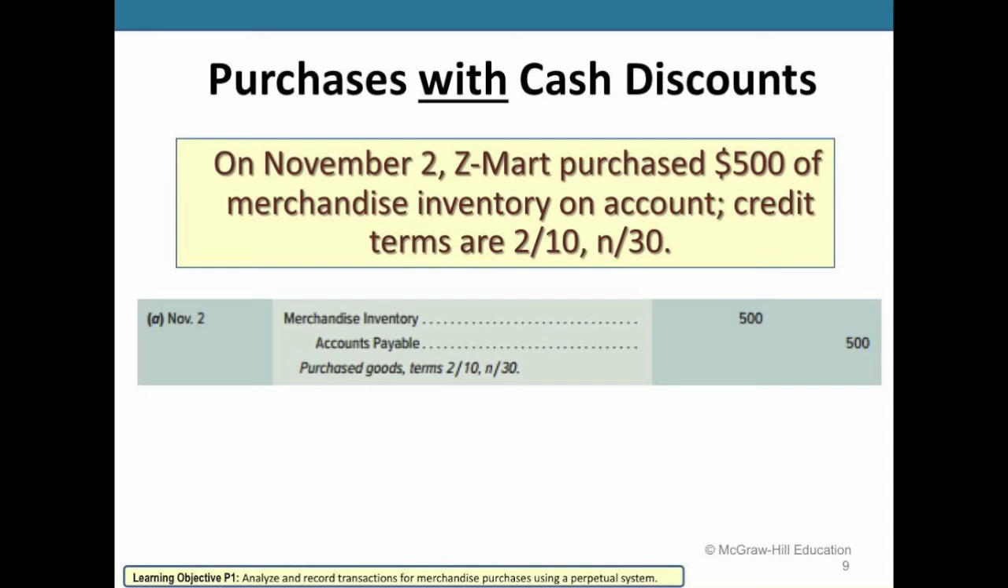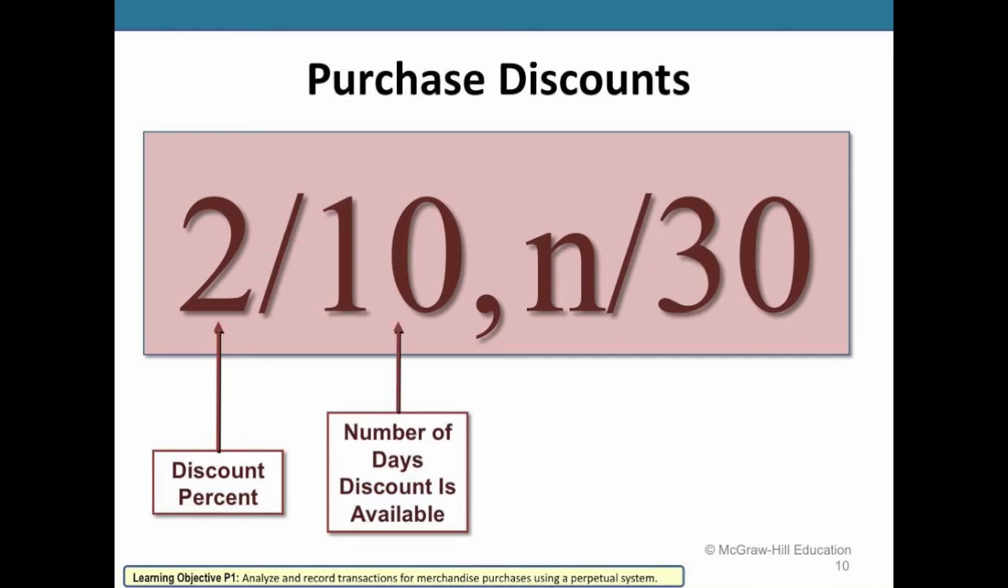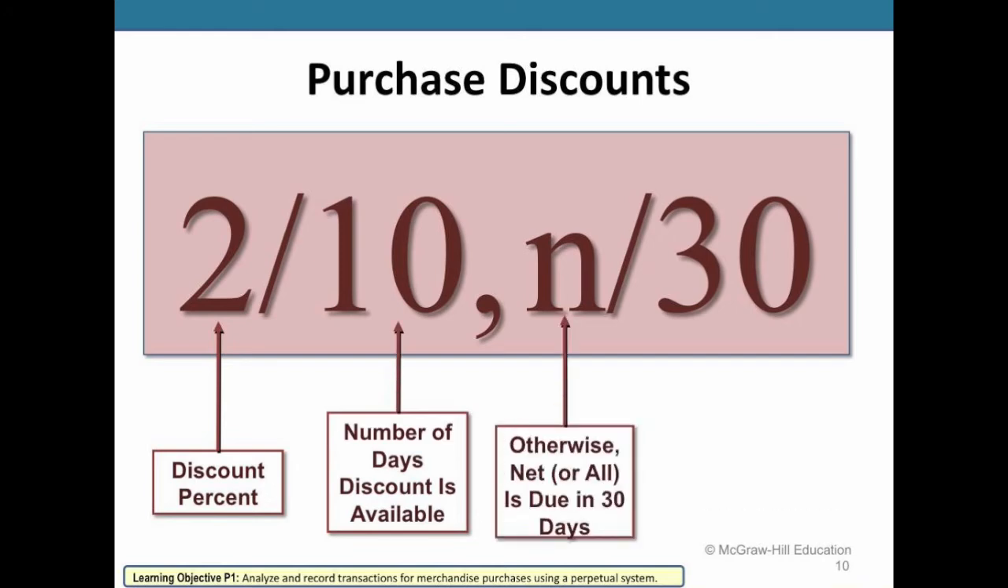But here we've got terms associated with this invoice of 2/10, net 30. What that means is the 2 in 2/10 is a 2% discount if we pay within 10 days, and the net is paying the balance, or all that's due, within 30 days. So here we're going to be able to receive that discount if we pay within the 10-day mark. Otherwise, the invoice is permitting us 30 days to pay the full balance.